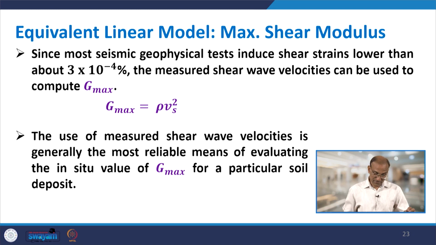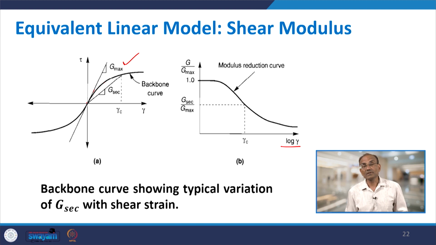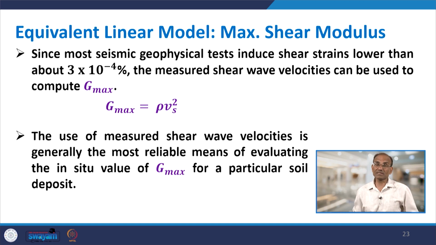Now, as you know, to draw this modulus reduction curve you may require the value of G max, which is the maximum shear modulus, and this maximum shear modulus is nothing but the value of the shear modulus at very low strain level. Since most seismic geophysical tests, including your SASW test or cross borehole test, induce shear strains lower than about 3 into 10 to the power minus 4 percent, the measured shear velocity can be used to compute G max.